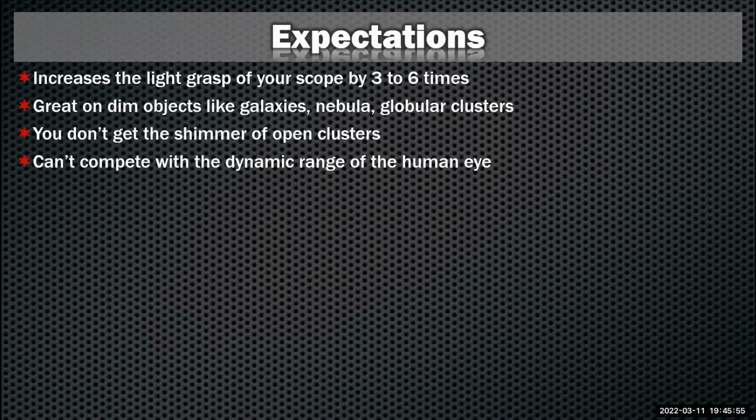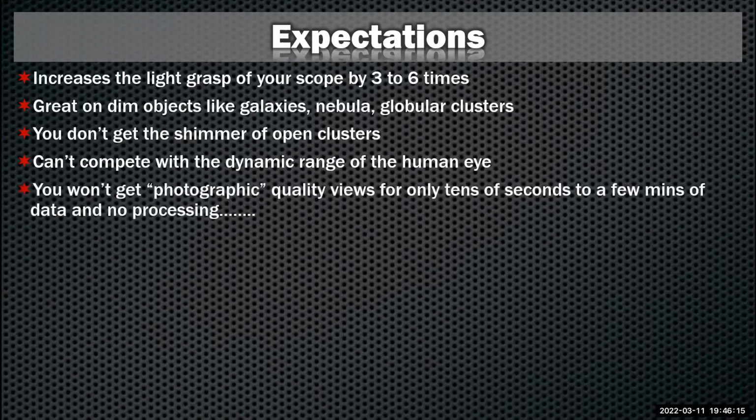So if you want to do this on planets, it's going to be very hard to get the exposure set. Let's say you're looking at Saturn, you want to see the details on Saturn, but you also want to see the Galilean moons. You can't do that with an EAA camera. You really need the human eye to do that. And you're not going to get photographic quality in terms of your captures for only tens of seconds or maybe even just a few minutes of gathering exposures, and of course, no processing.